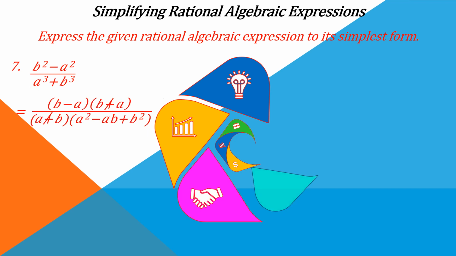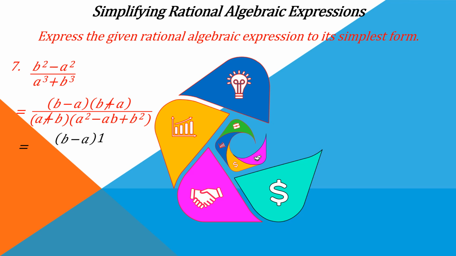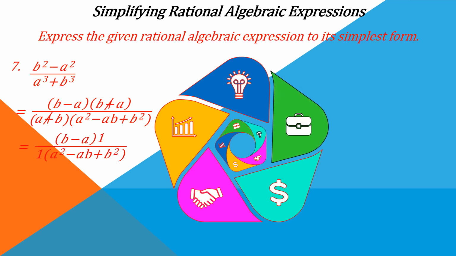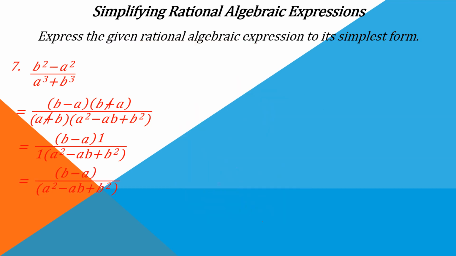So the remaining terms are the quantity b minus a multiplied by 1, divided by 1 multiplied by the trinomial factor, which is a squared minus ab plus b squared. Remove 1 divided by 1. We have now the final answer of b minus a divided by a squared minus ab plus b squared, and that is our final answer.